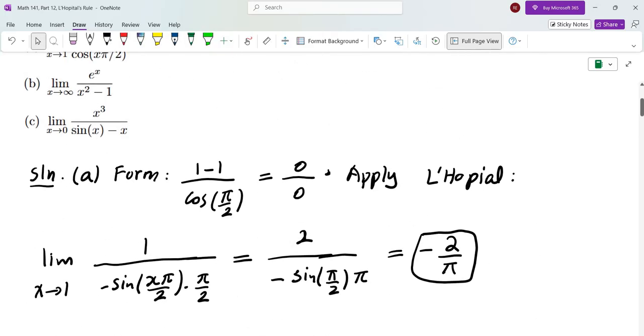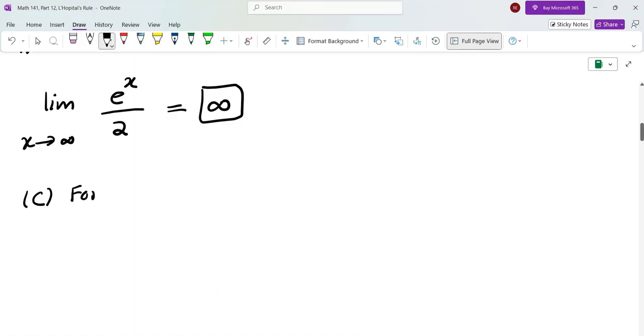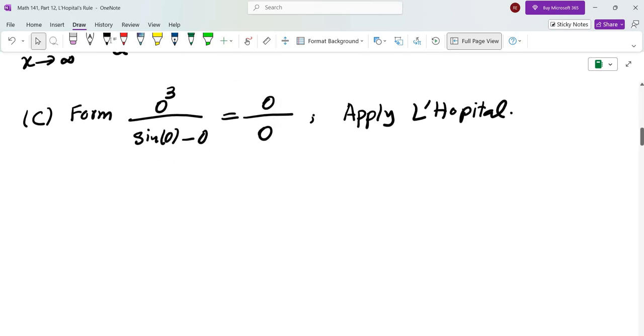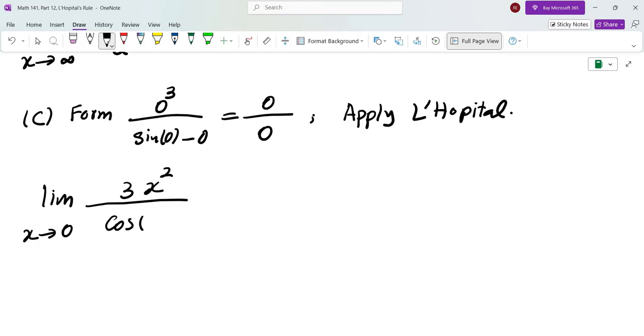Let's look at the third example. So if we plug in 0 in the numerator, we get 0 cubed. In the denominator, we get sine of 0 minus 0. So the form would be 0 cubed over sine of 0 minus 0. 0 cubed is 0, sine of 0 minus 0 is also 0. So then we can apply L'Hopital's rule. So let's see what happens if we differentiate the numerator and differentiate the denominator. The numerator was x cubed. When we differentiate, we get 3x squared. The denominator was sine x, which becomes cosine of x, minus x, which becomes 1.